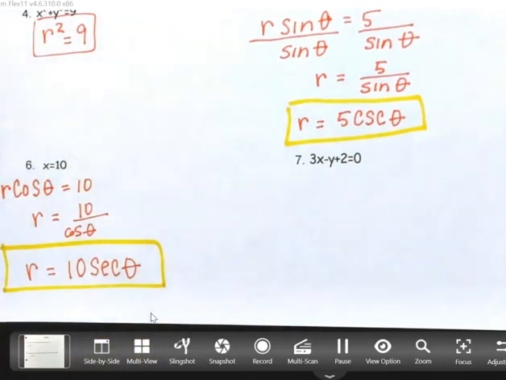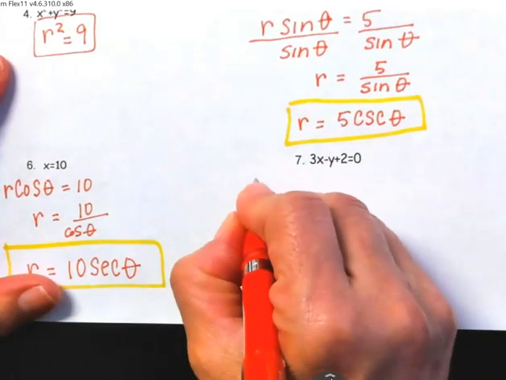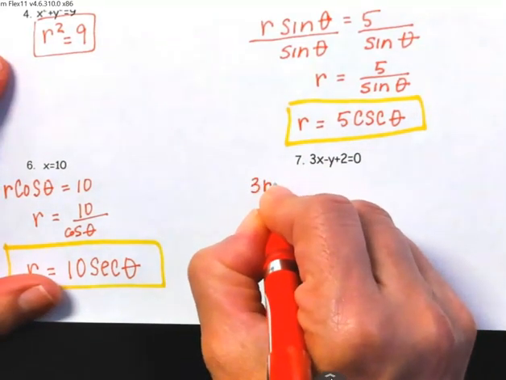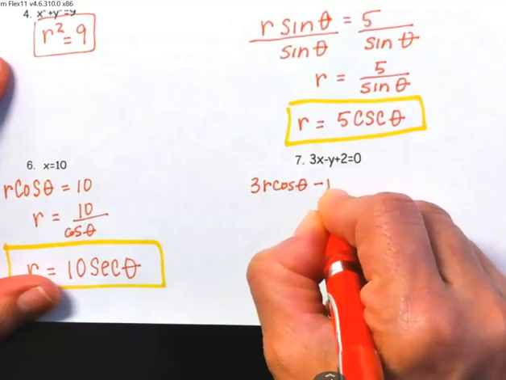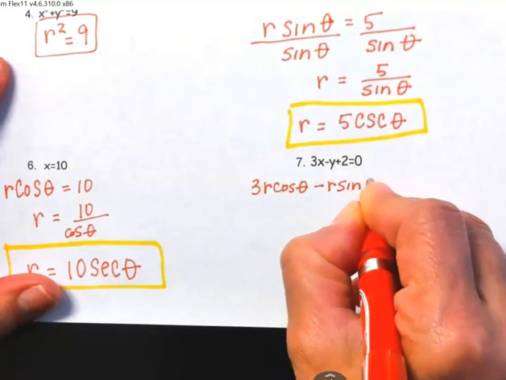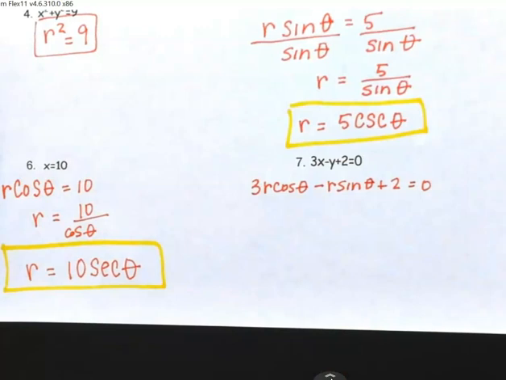All right, y'all. Let's take a look at problem 7. For problem 7, you have x and y that you got to drop in. Let's drop it in. You're going to write 3r cosine theta minus r sine theta plus 2 equals 0. Okay.